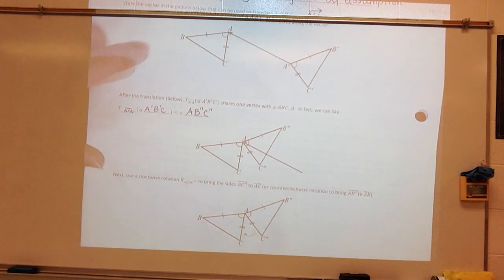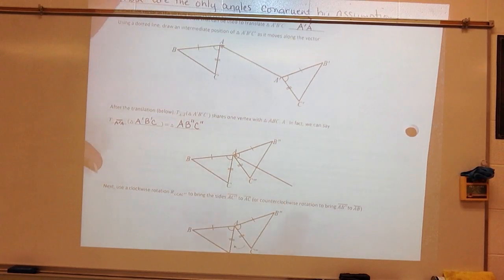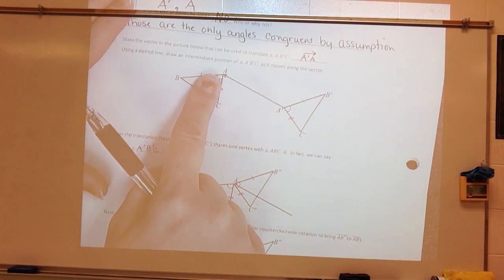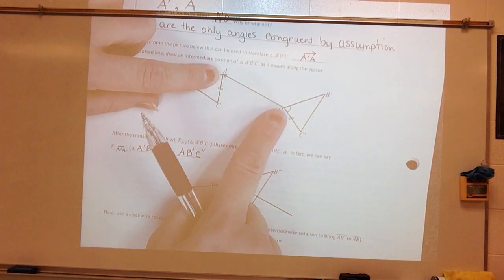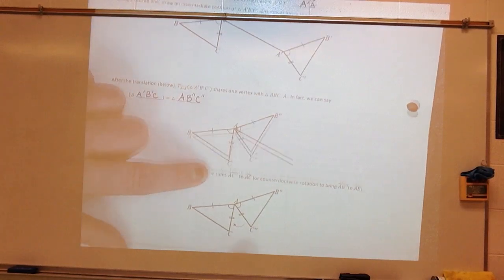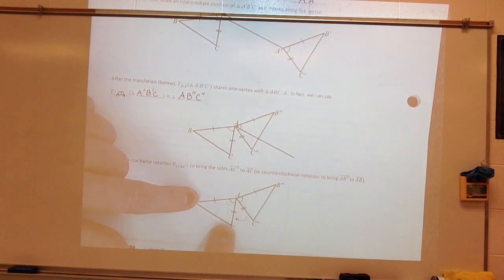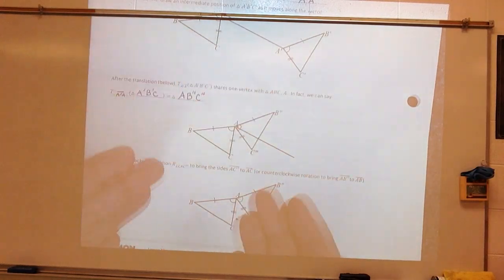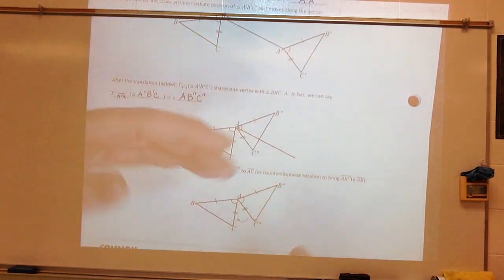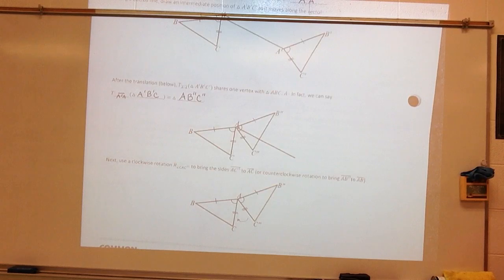Alright, so I'm rotating. So I've done a slide so that my A prime goes back to my point. I've gotten it to this point. Now I want to do a rotation, a turn, so that my sides meet up. So I'm doing a clockwise rotation. Okay?